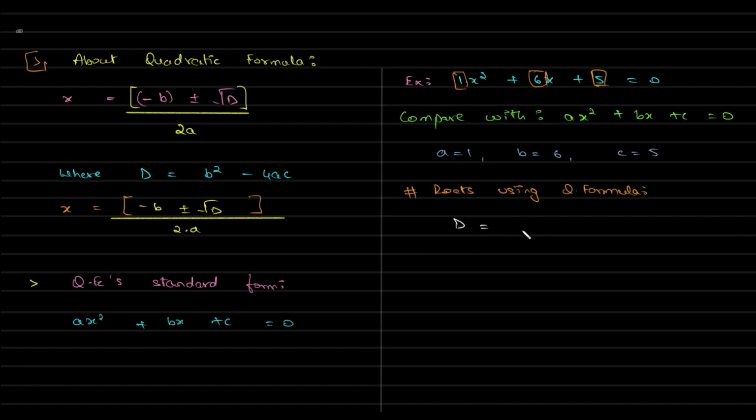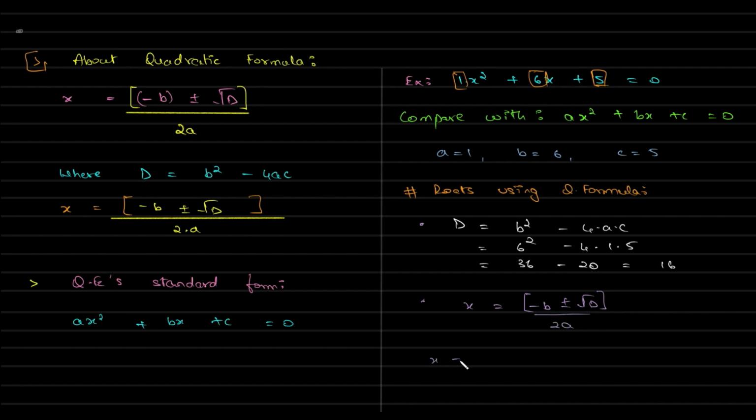So now coming back, b squared minus 4 into a into c. So b is 6 squared minus 4 into 1 into 5. So this is 36 minus 20, which is equal to 16. And the next step is to find the roots using the other part, which is x is equal to minus b, open the big brackets, plus or minus square root of d, entire thing divided by 2a.